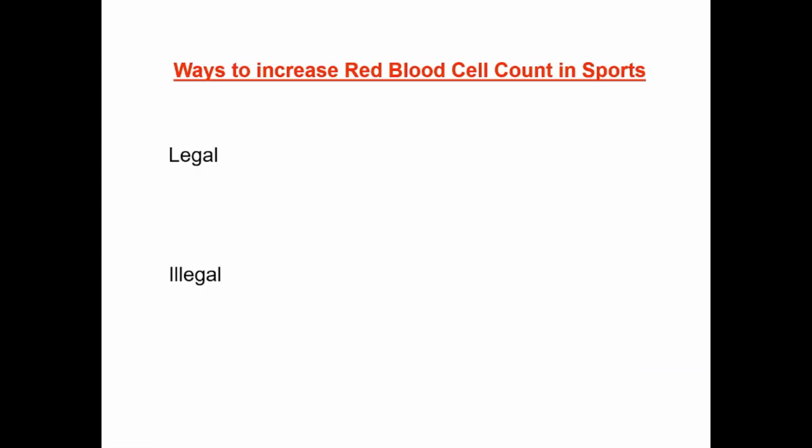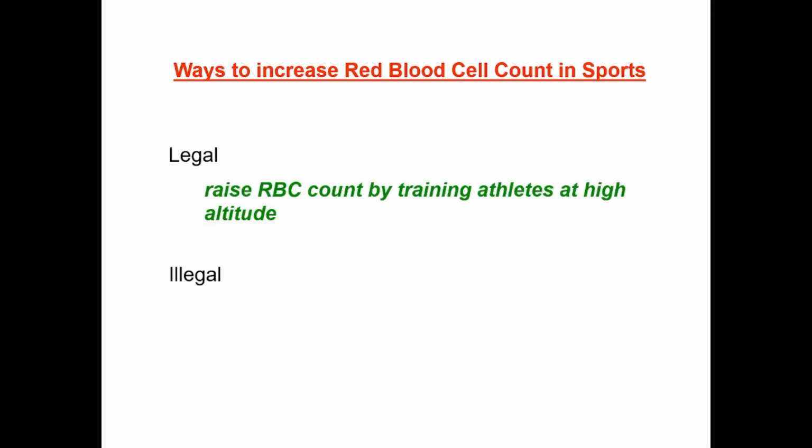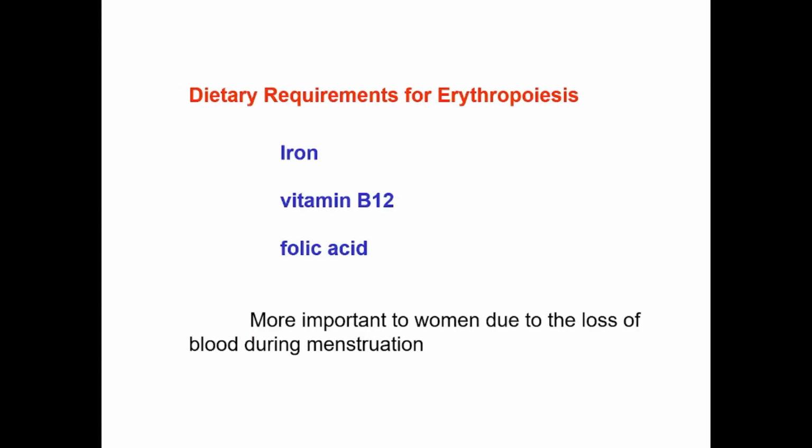So what are the various ways to increase the RBC count? First of all, in sportspersons, a legal method is training athletes at high altitudes, and an illegal method is to use erythropoietin, androgen or other hormone analogs as injections in order to stimulate the bone marrow to produce more RBC. The dietary requirements for erythropoiesis are iron, vitamin B12 and folic acid, and these are more important to women due to the loss of blood during menstruation.